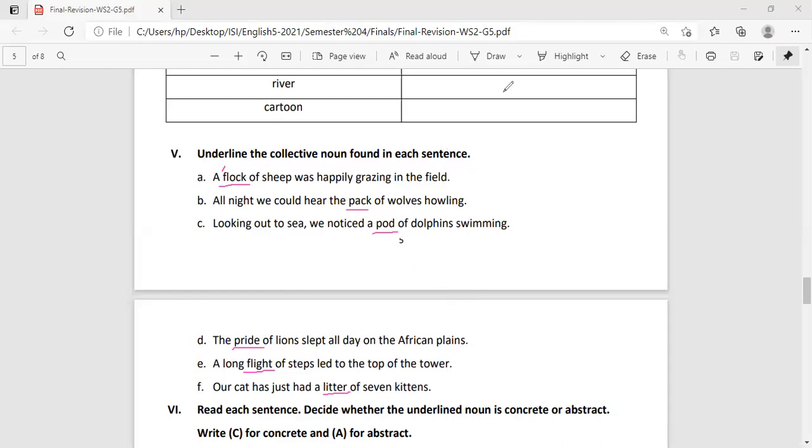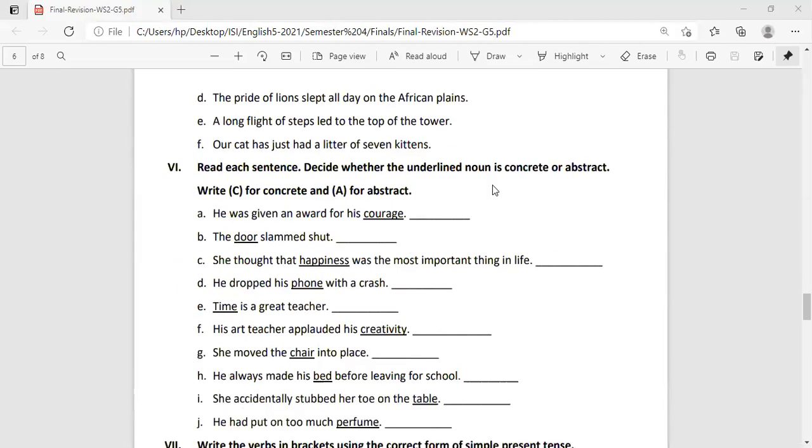Miss, I'm talking to you. Is it clear? Do you still have any questions about the collective nouns? Oh, yeah, that's clear. Okay, good. Now let's move to the last types of the nouns, which are the concrete and abstract. Who still remembers the concrete and abstract nouns?